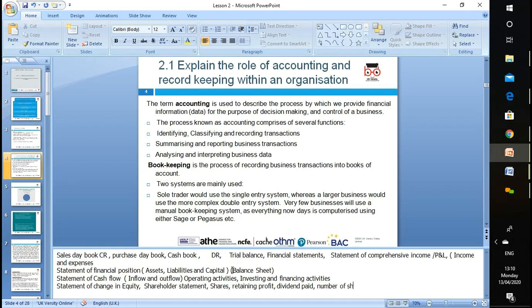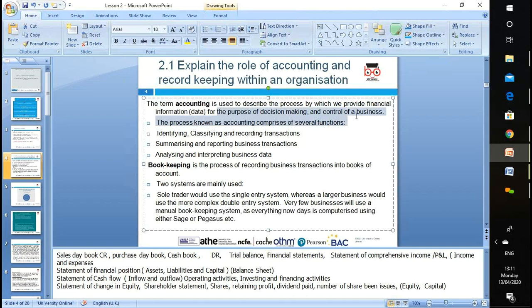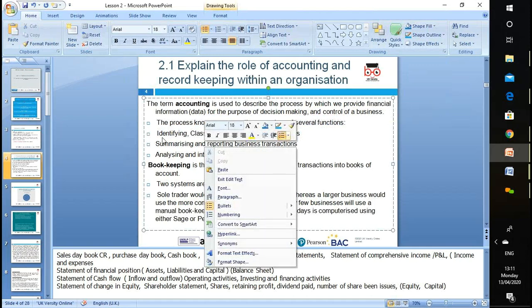Number of shares being issued. So this total is known as equity, and in companies we call it equity, but for a sole trader we call it capital. So it's the same thing, just different terminologies. That's what we need to know. So if you're an accountant, your purpose is to prepare these statements, and these statements are used by the various stakeholders to make decisions. The process is known as accounting.